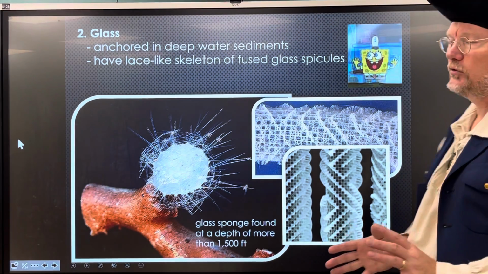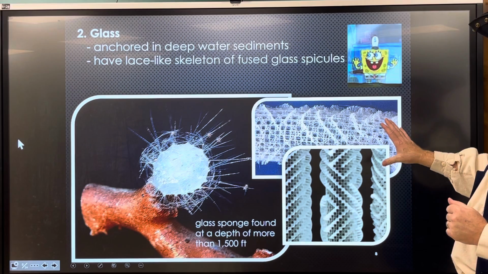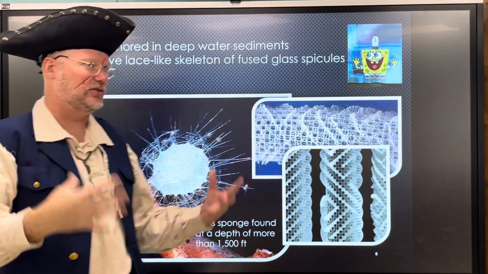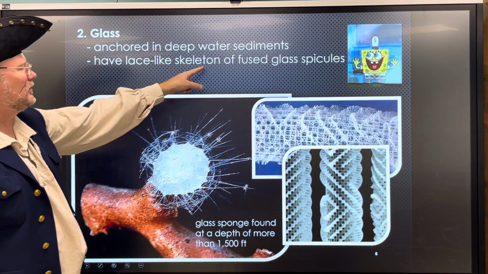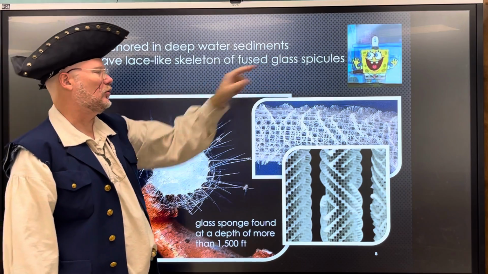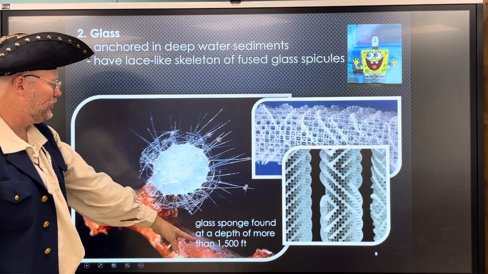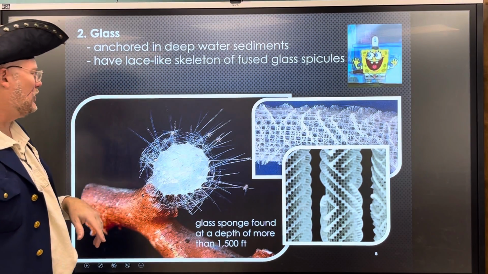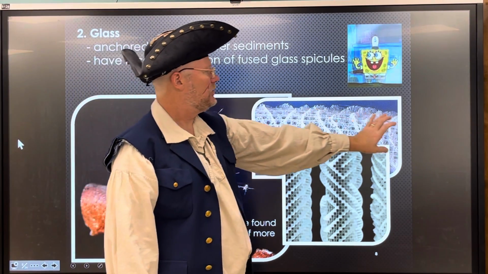Then there are sponges called glass sponges. So they're not glass like SpongeBob was looking through here. They're glass. They're made out of silicon dioxide. They have a lace-like skeleton of fused spicules. So this is a glass sponge that was found at very deep water, 1,500 feet. They are typically anchored in deep water sediments. And these are their skeletons.